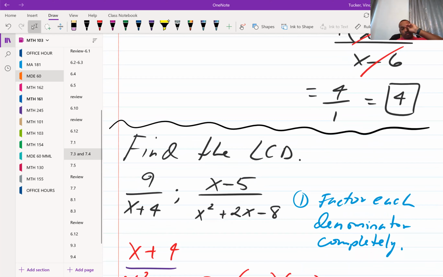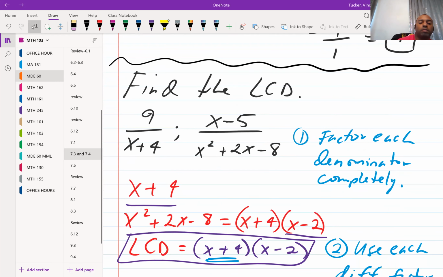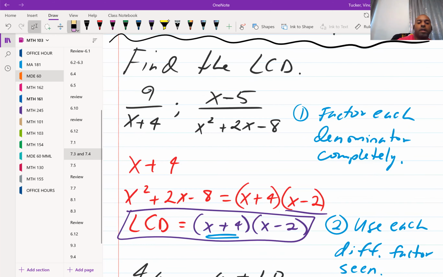All right, so let's find the LCD. We look at both of our denominators and we want to factor them completely. See right here, it says factor each denominator completely. So x plus 4 is nothing you can do with that. And then x squared plus 2x minus 8, you can break that down to x plus 4, x minus 2. 4 times 2 is 8, 4 minus 2 will give you 2 in the middle.